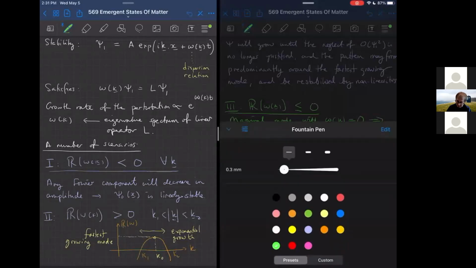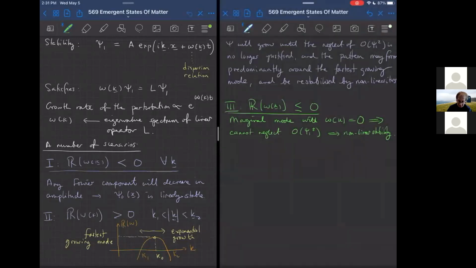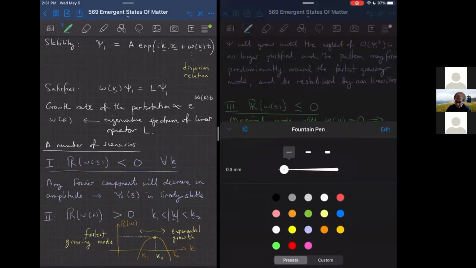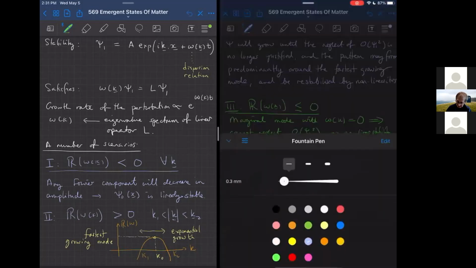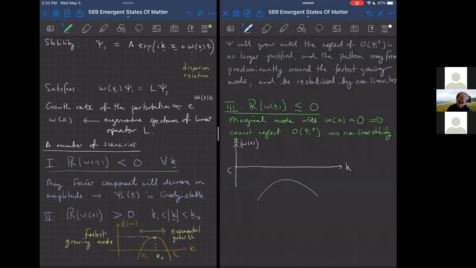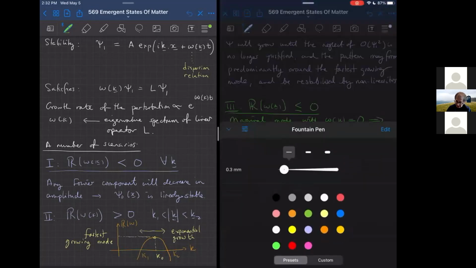Now the situation that I've just described looks something like this. Here I have k, here I have the real part of omega of k, and what I've described is a situation where you may have something like this. That would be situation number 1, and I should point out that this is 0 over here. So I may have that situation.